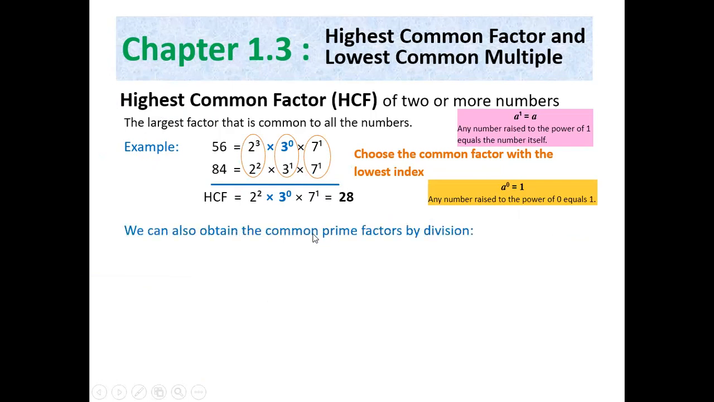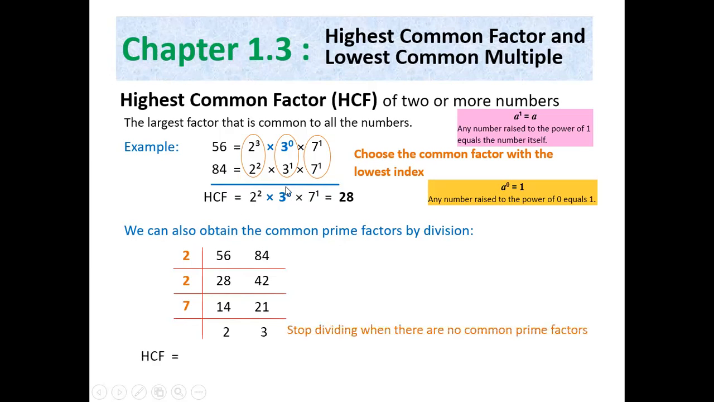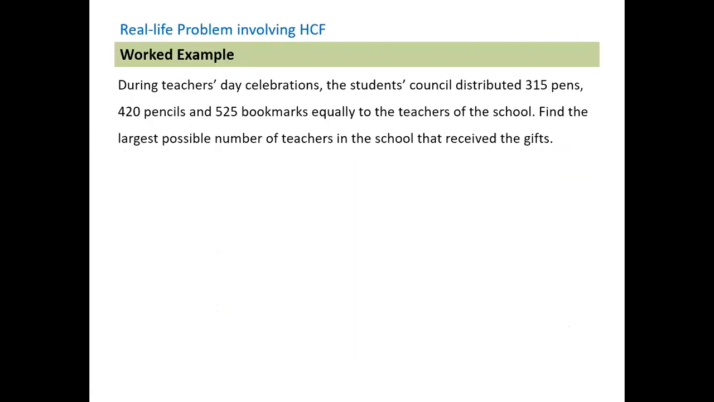Now, we can also obtain the common factors by prime factor by division. I don't think I need to explain this because this is the easiest one. Just pick 2 and 7. Most of the time you need to use a calculator, but for the top side you don't have to use a calculator. It's the same, right? Now, a worked example.